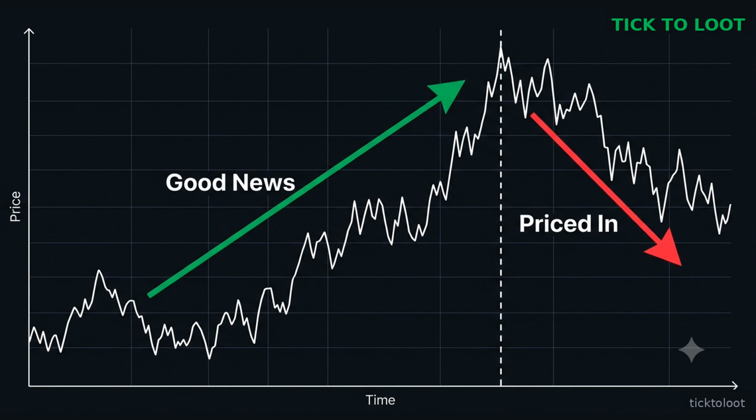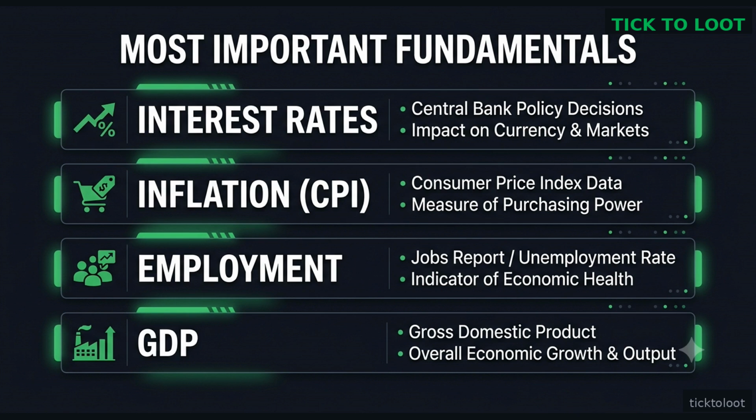For example, if good news is already priced in, the release of that news may actually cause the currency to fall. This is because the market has already accounted for the good news, so there's no additional surprise to drive the currency up. The most important fundamentals to consider are interest rates, inflation, employment, and GDP. These are the key indicators of a country's economic health and can have a significant impact on currency movement.